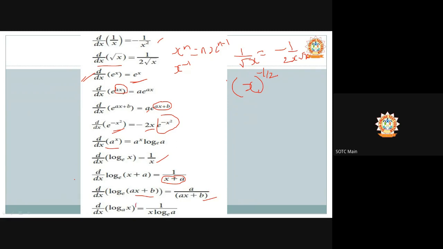Next see this one, the last one: d by dx of log x by a. If you have these kinds of questions, don't try to directly solve this question, it will definitely confuse you. You don't know which one is constant and which one is your variable. So just divide this thing as log x by log a. Now you know log a is a constant, keep this constant separate, and apply the differentiation to log x. It will become 1 by x log a, or 1 by log a into x. So this is your answer. Clear?